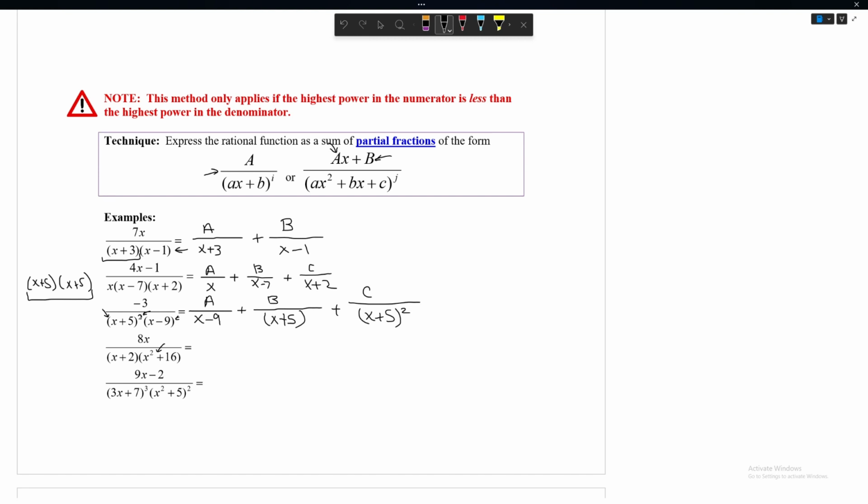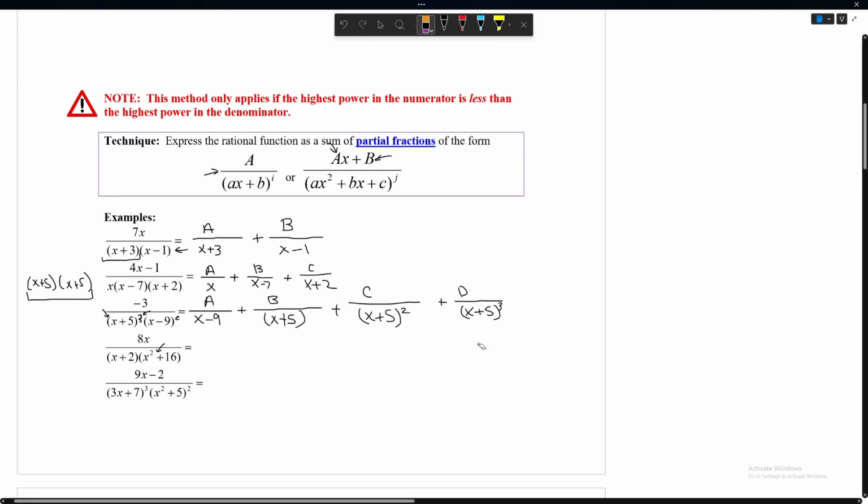If this was a cube instead, I'll have one of these, then one of these, then plus D over x plus 5 cubed. And so you keep counting up until you cover all of them. That's if I had three of them.